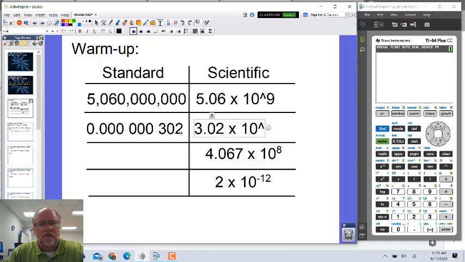So we ask ourselves the same questions though. Where was my decimal? Where did I move it to? How many spaces in between? And there are 1, 2, 3, 4, 5, 6, 7 places. So we would write negative 7 as our exponent.